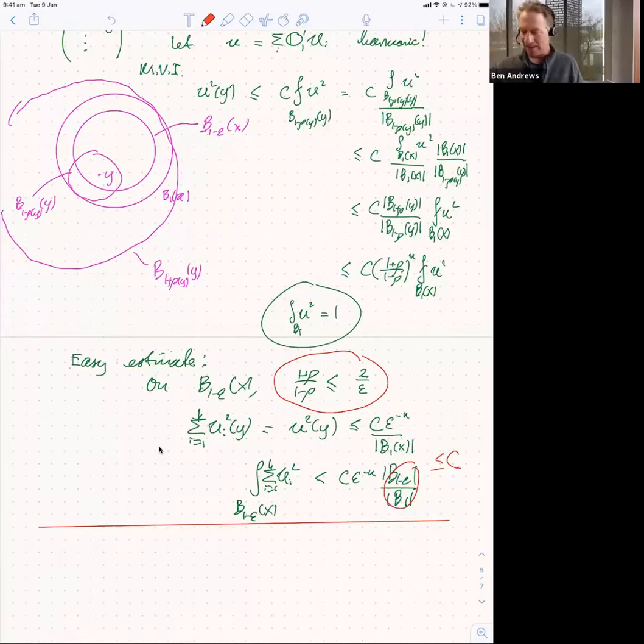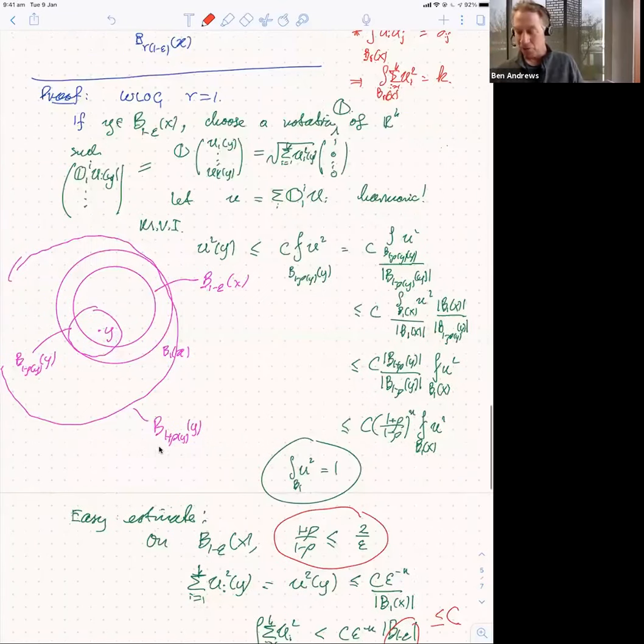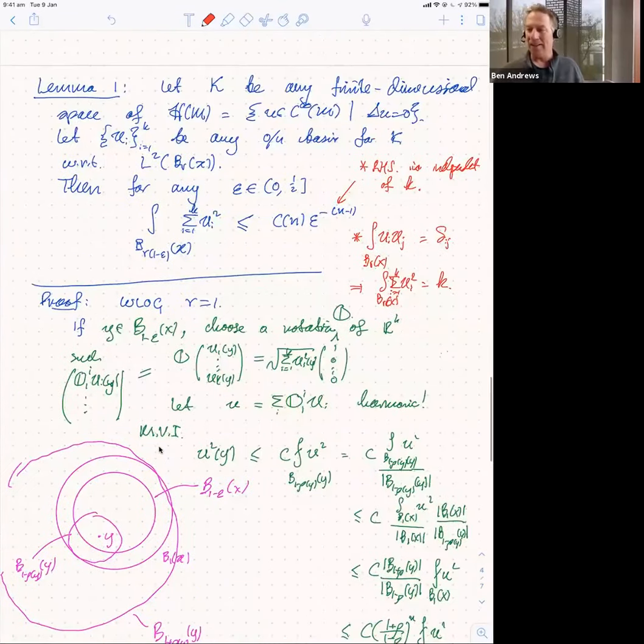And then we need, okay, so far I haven't used the polynomial growth at all. The second lemma is really exploiting the polynomial growth part of it. But I'll leave that till next time.